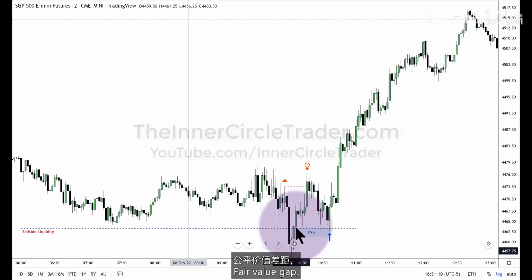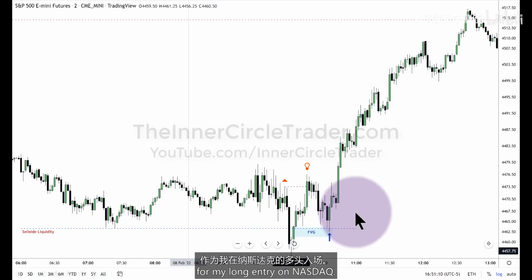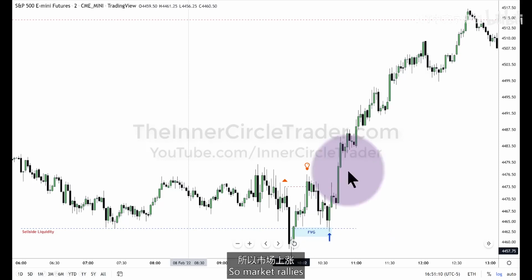OICT. Fair value gap. Trade down into it there. That's a long for S&P. But I don't want to trade the S&P, so I'm going to use the timing of that candle for my long entry on NASDAQ. Trading what's not in the chart. Hint, hint. Nudge, nudge. So market rallies.